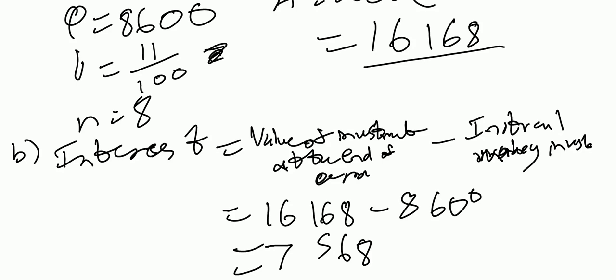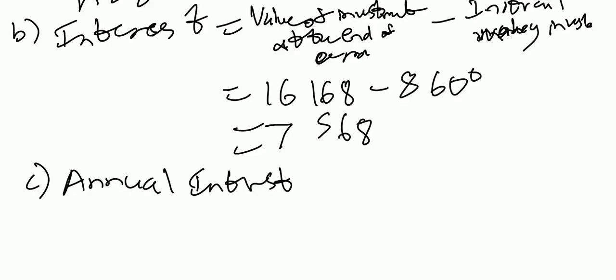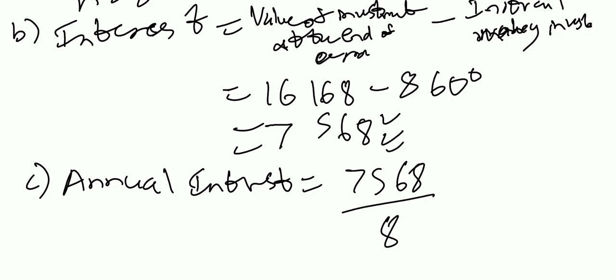But remember, what if the question said, how much is the annual interest? Let's say C, annual interest. Remember, you have the total interest earned over the period of 8 years. If you want the annual interest, since the interest is given annually, you take 7,568 and divide it by 8. You are going to get the annual interest, which is 946. Now let's go to the next question.